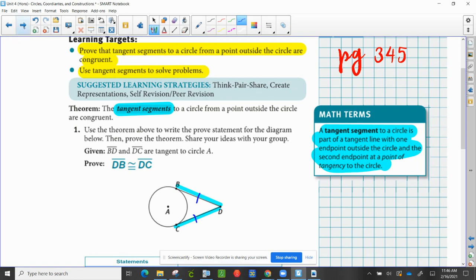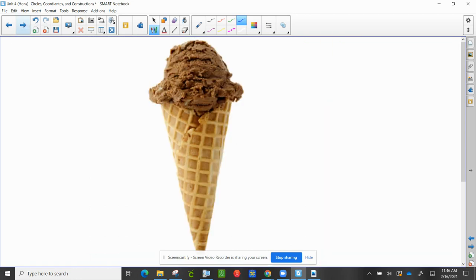Now, we're going to think about this as a little picture here on the next slide, a picture of an ice cream cone. Now, when we have an ice cream cone, the worst thing that could happen is that your ice cream falls off, hits the ground, no more ice cream for you. So think of our ice cream part as our circle, and think of the cone as being a tangent segment.